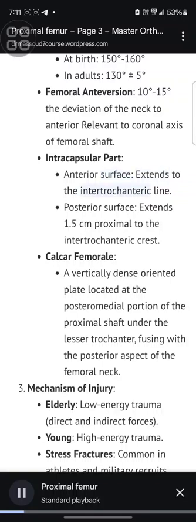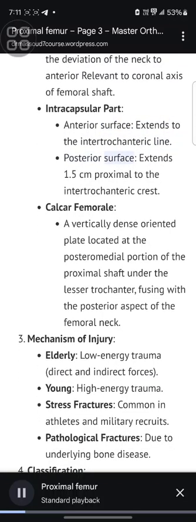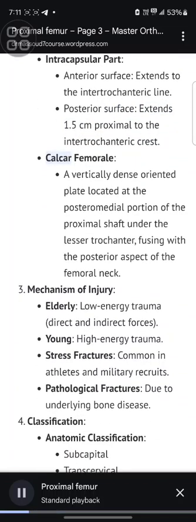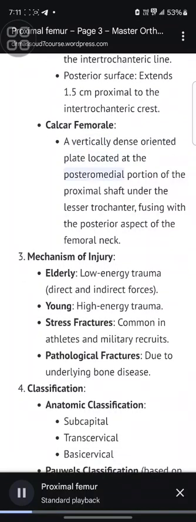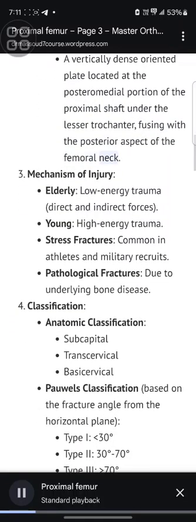Extends to the intertrochanteric line. Posterior surface. Extends 1.5 centimeters proximal to the intertrochanteric crest. Calcar femorale. A vertically oriented dense plate located at the posteromedial portion of the proximal shaft under the lesser trochanter, fusing with the posterior aspect of the femoral neck.